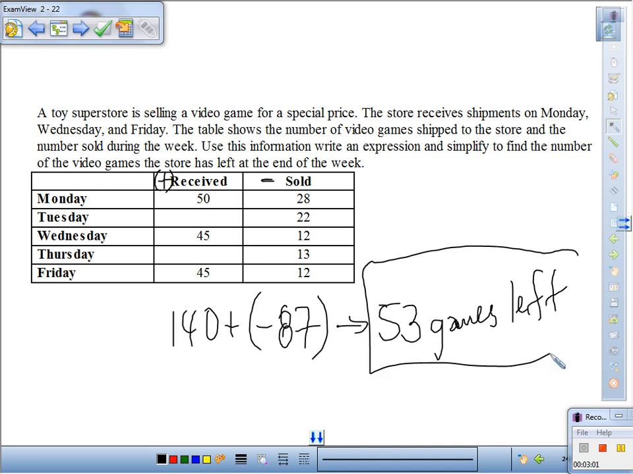Make sure you write a statement. Don't just give me a number. You're answering a question. Pretty simple? You're like, really? That's it. Go to number 3.